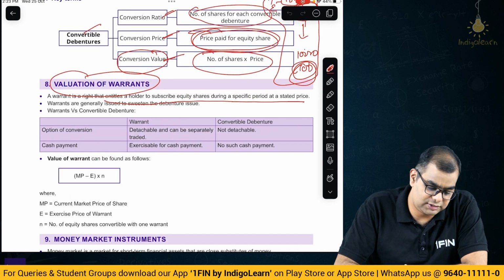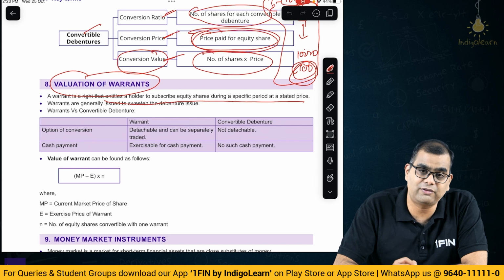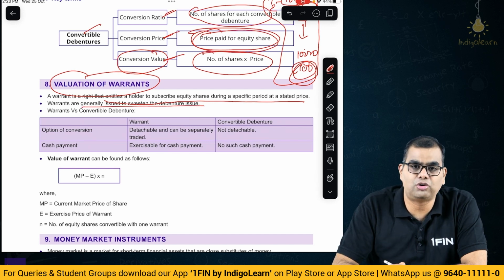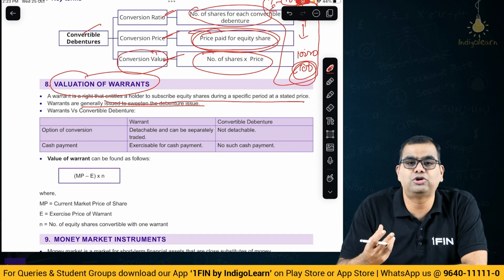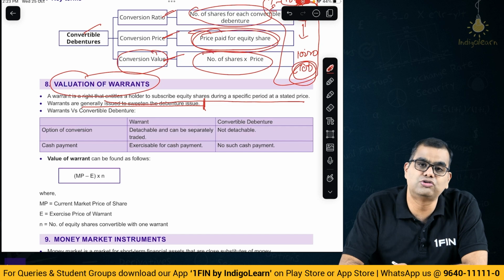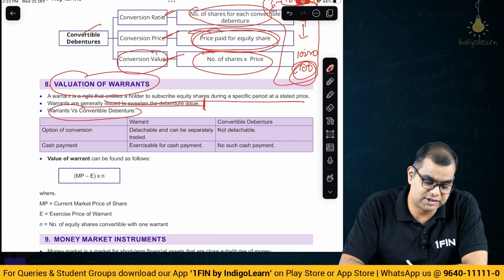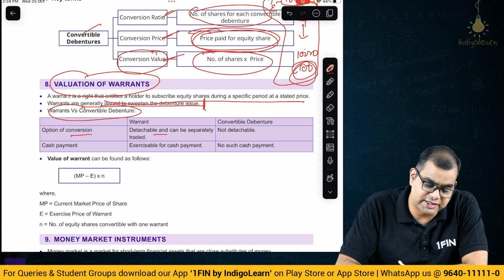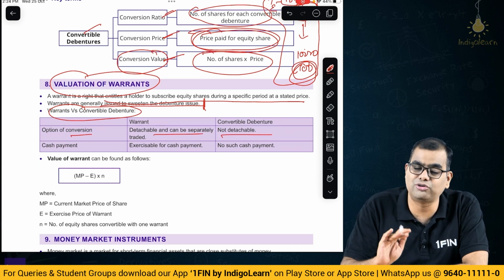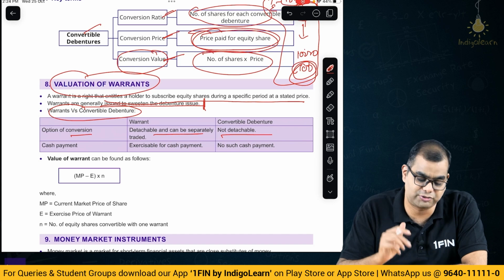Now, what are the characteristics of, or why are warrants issued? They are generally issued to sweeten a debenture issue. So, if you are proposing a debenture issue and you want to entice people to subscribe to the issue, or you want to sweeten the deal, you typically issue warrants along with that. Warrants versus convertible debentures, basic differences. Warrants, option of conversion. Warrant is detachable and can be separately traded, yes. Whereas convertible debenture, you cannot separate the conversion option.